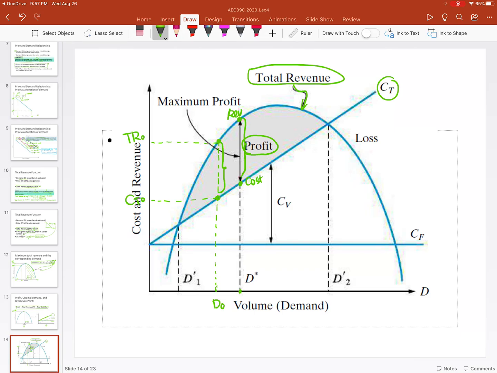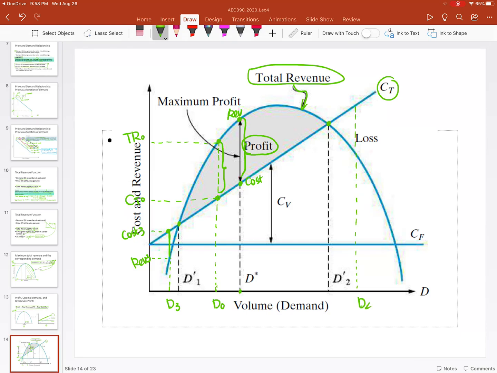Cool? So the gray area, you see the interesting thing? In the gray area, from this to this point, you have profit bigger than 0, because the total revenue line is above your cost line, which means revenue is higher than the cost. But out of this gray area, like if you're looking at the D here, maybe this D3, your cost is higher than your revenue. Wow, you cost more than your income, which means your profit is a negative number. You're losing money, right?